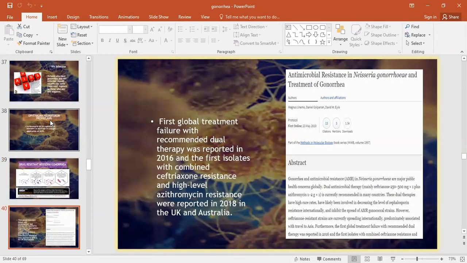Here's an article on antimicrobial resistance in Neisseria gonorrhoeae and the treatment of gonorrhea. The first global treatment failure with recommended dual therapy was reported in 2016, and the first isolate with combined ceftriaxone resistance and high-level azithromycin resistance was reported in 2018 in the UK and Australia.